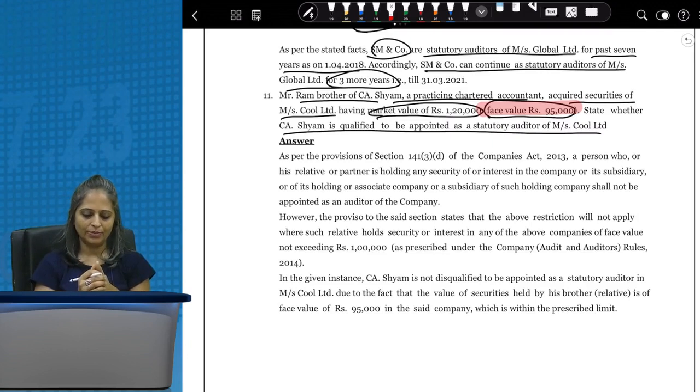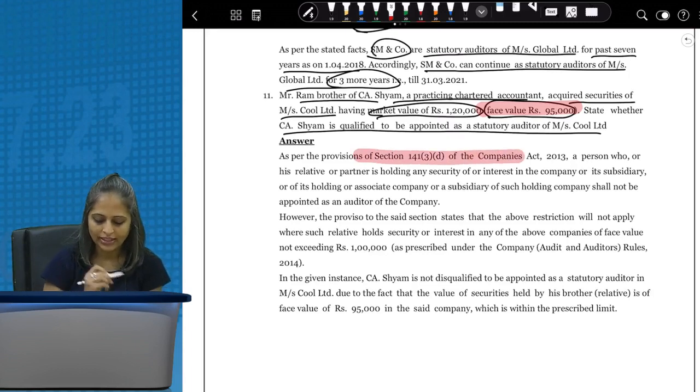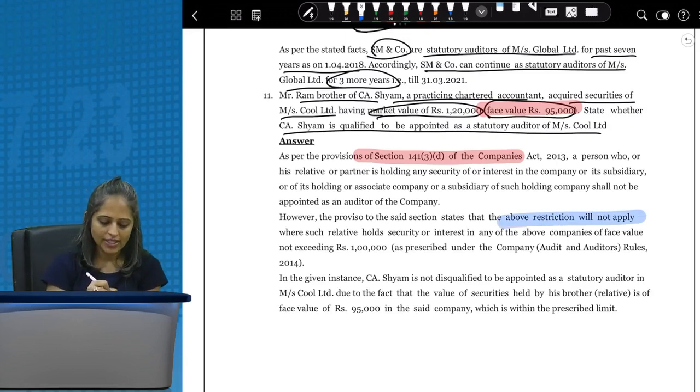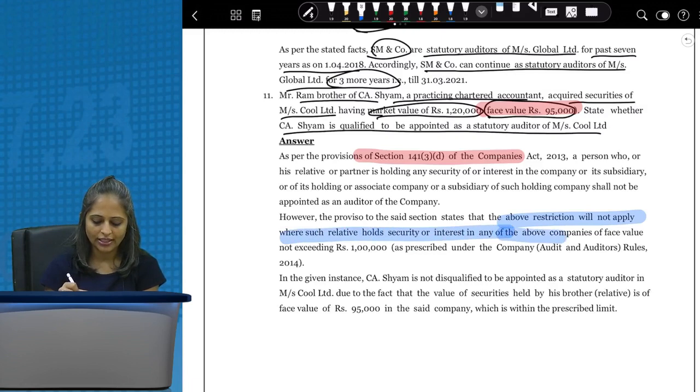Quickly going through the suggested answer. As per provision of section 141(3)(d) of the Companies Act, a person who or his relative or partner is holding any security or interest in the company or its subsidiary or its holding or associate company or a subsidiary of such holding company, such person shall not be appointed as an auditor of the company. However, the proviso of the said section states that the above restriction will not apply where such relative holds security or interest in any of the companies with a face value not exceeding rupees 1 lakh.